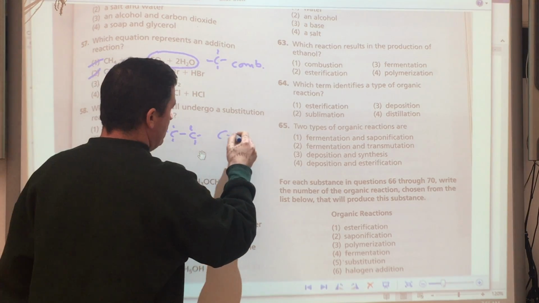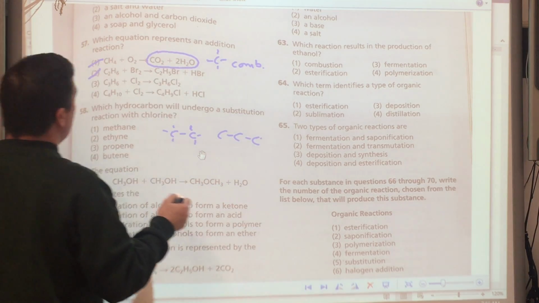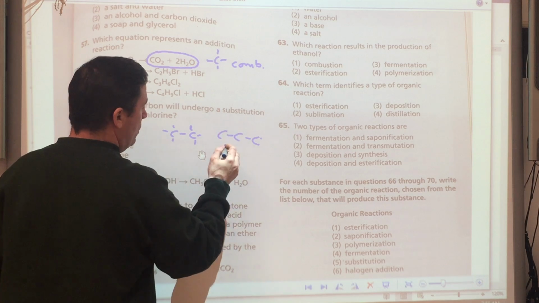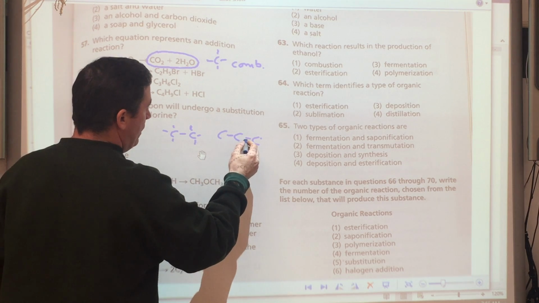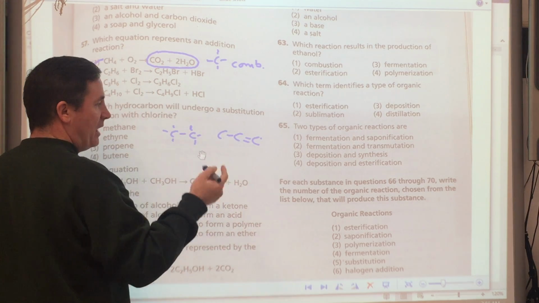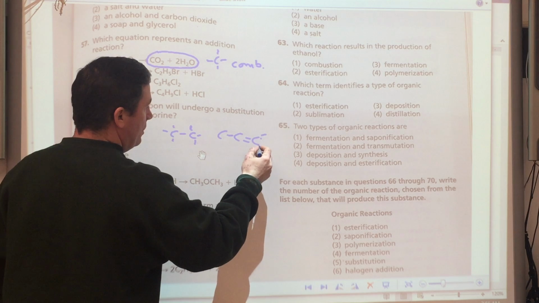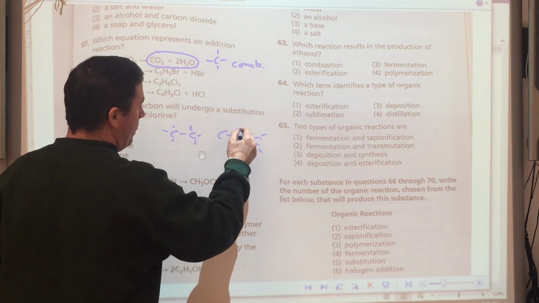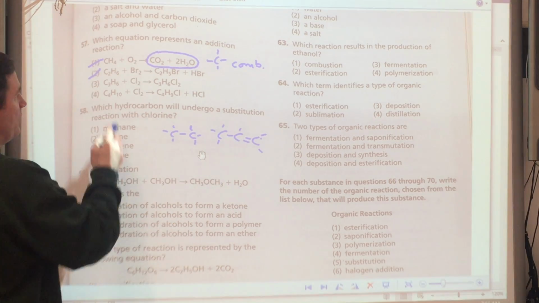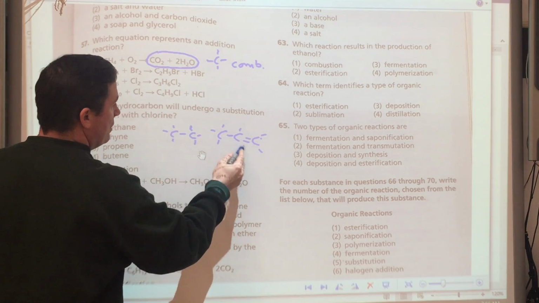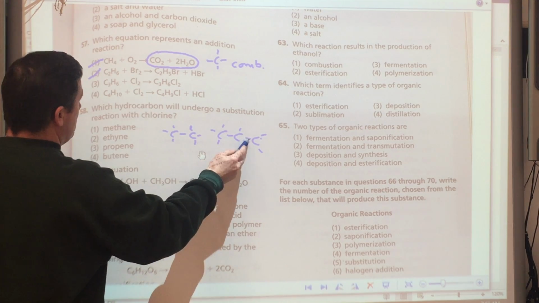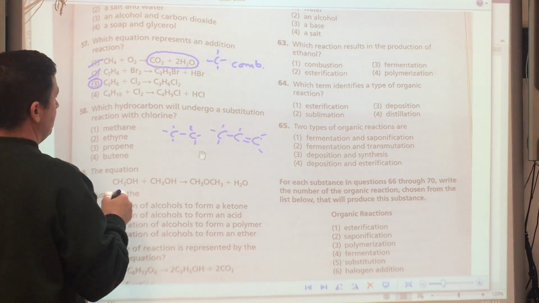C3H6. 1, 2, 3. I can only have 6 hydrogens on here. So I can draw it different ways, but I know that this is going to be a double bond. You would have to fiddle with it, but I'm not going to take the time for it. So here's my C3H6. This is a double bond. Because it's a double bond, I can add to this. So this is my answer.